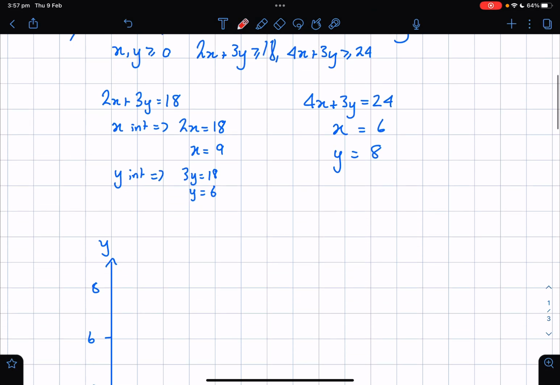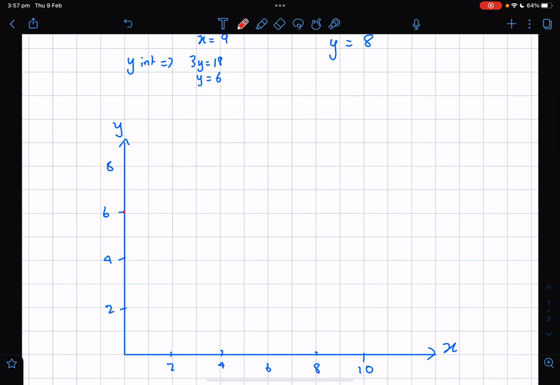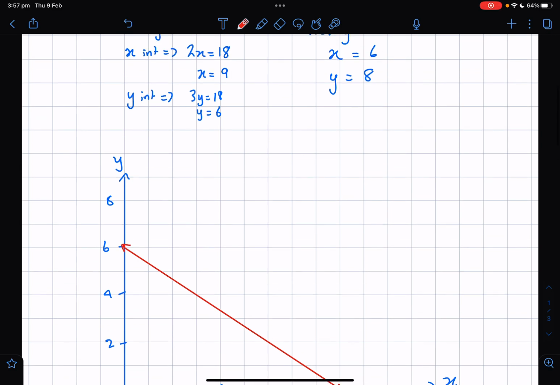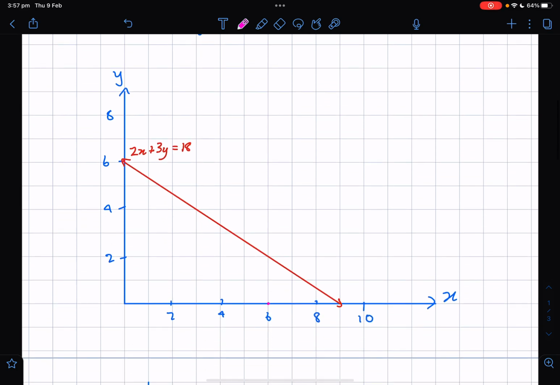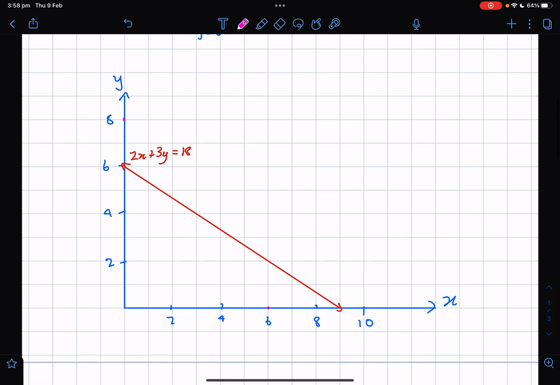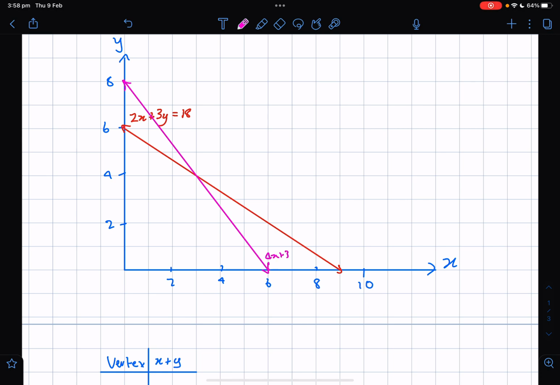So I'm going to graph the first one in red, so I need to go through x equals 9 and y equals 6. So y equals 6, x equals 9, and we're going to graph. All right, just like that, and we need to label this equation. So this is 2x plus 3y equals 18. Swapping colors to graph the other one, x equals 6 and y equals 8. So just a nice straight line through there as well. And we're going to label this equation as well. So 4x plus 3y is equal to 24.